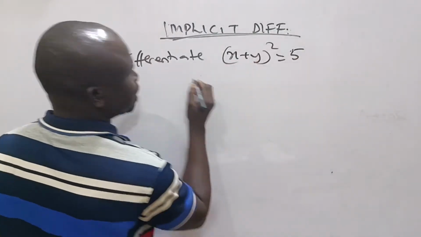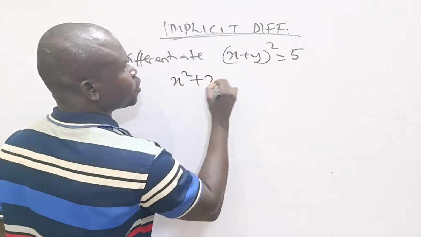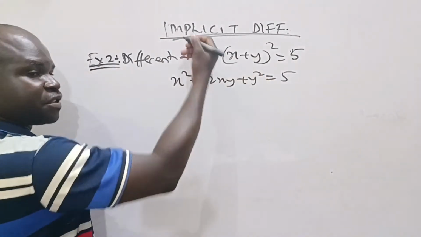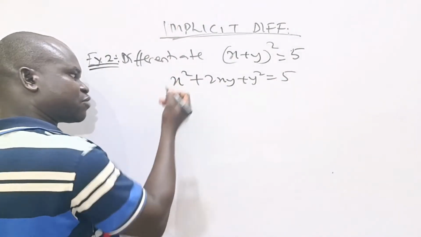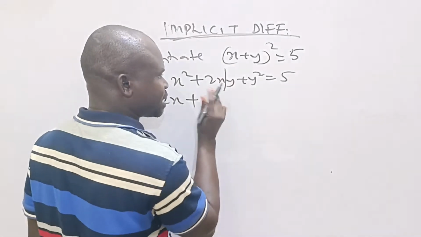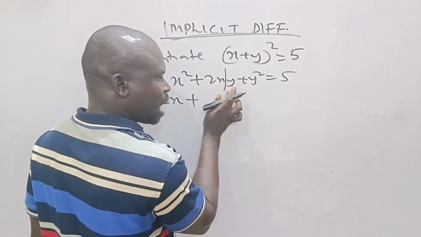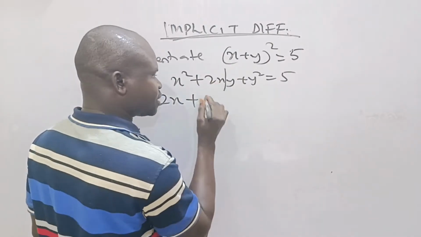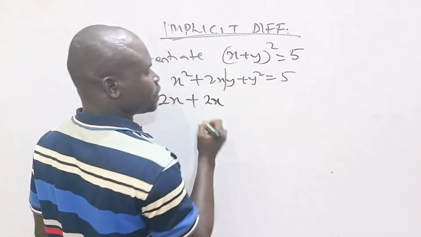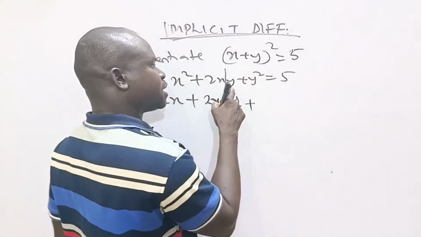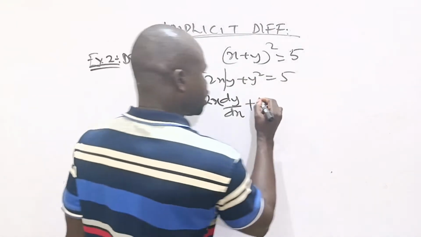Just go ahead and expand this. We are going to have x squared plus 2xy plus y squared is equal to 5. So what do we do here? We just differentiate this. If I differentiate x squared, I'm going to have 2x plus, now look, in this case, this is a product of two functions, 2x and y. So I'm going to apply the product rule on this. If I pick 2x, I'm going to differentiate y, that will be dy dx. Plus, I'll come back and pick y, I'll differentiate 2x, which is 2, that will be plus 2y.